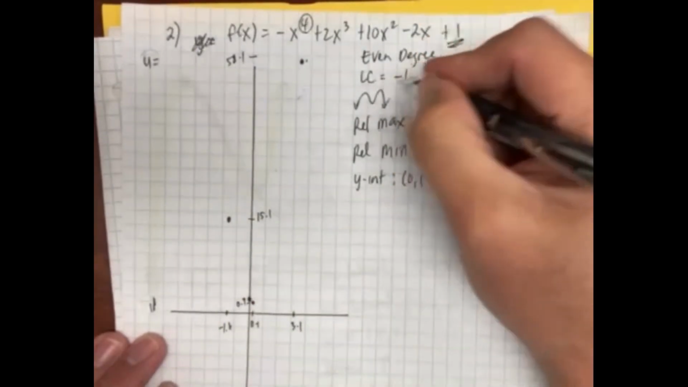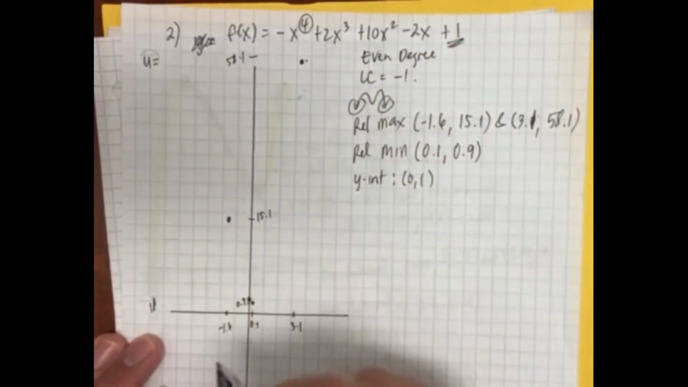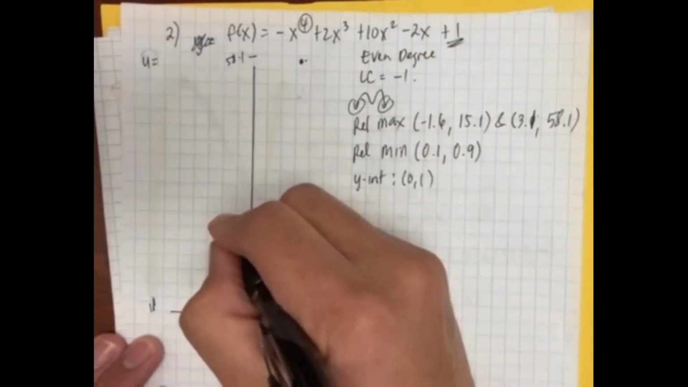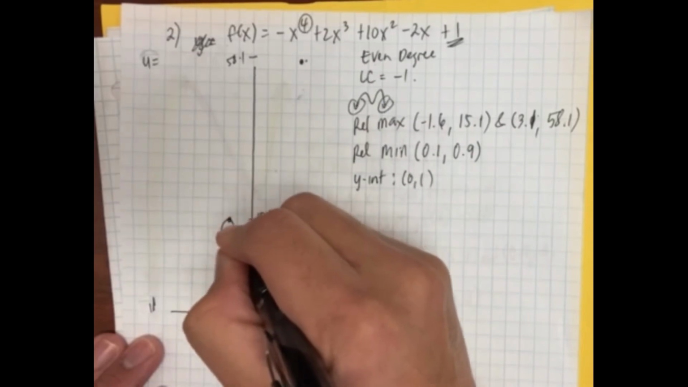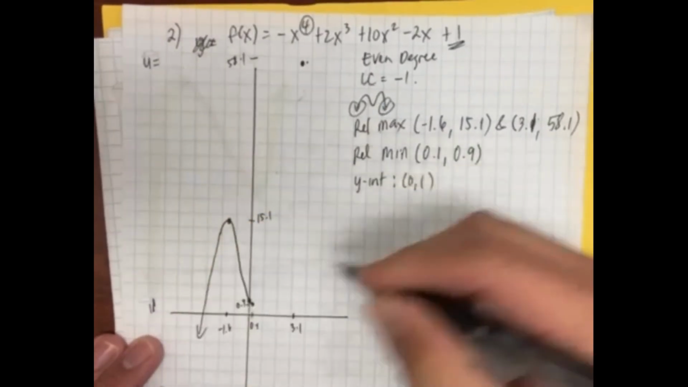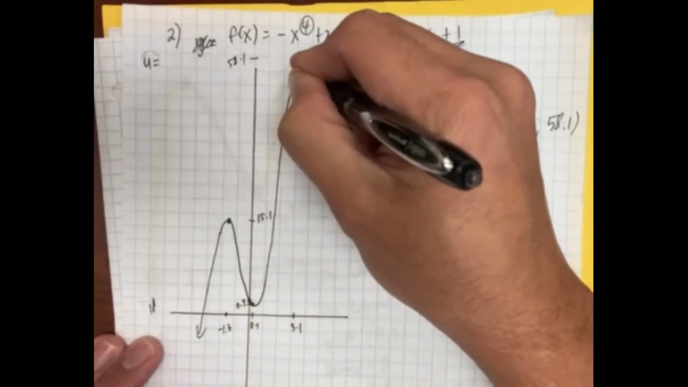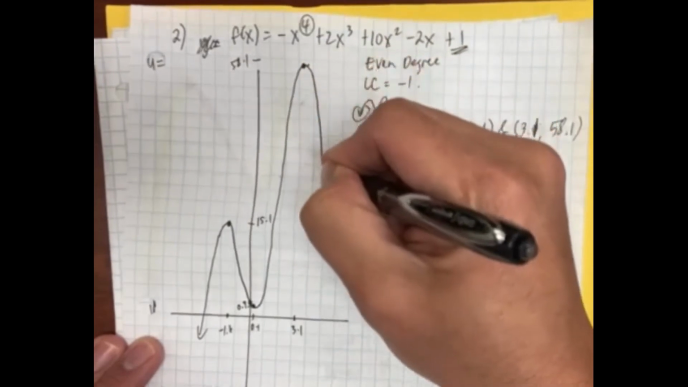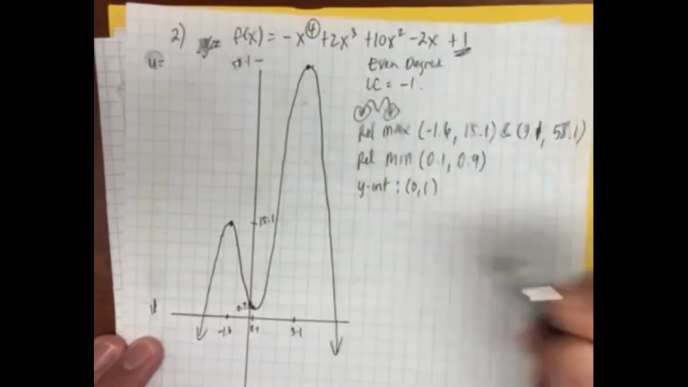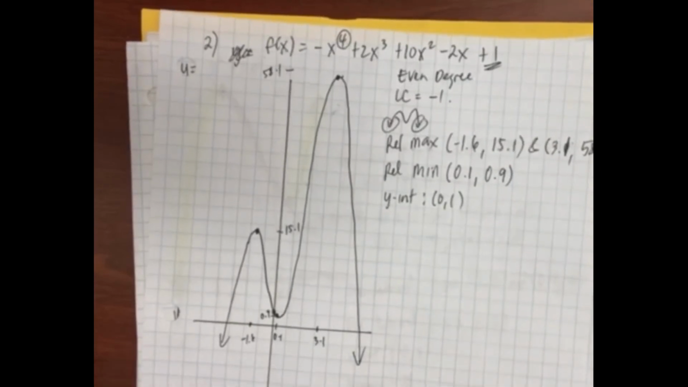And we know it's even degree, negative coefficient, so it falls down on both ends. So I'm going to show that this is dropping down here. And it's going to cross those points and go back up high there at 58.1 and come down. And boom. All right. And that's my graph there with the relative minimum and maximum, including the y-intercept.